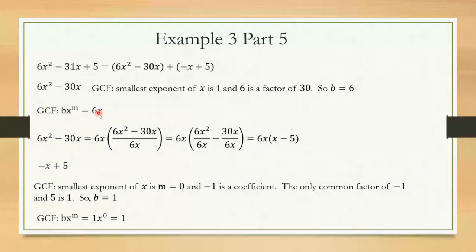Okay, so what do we do next? We factor it out. So we have 6 times x, we put it in front. We have to get what's left over. We divide into each term.